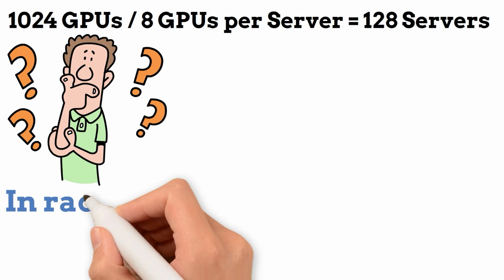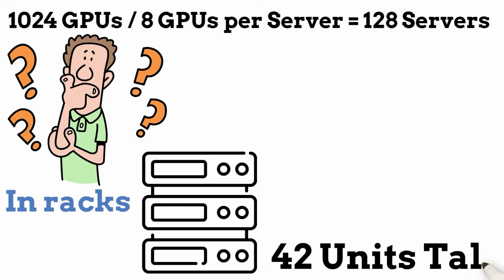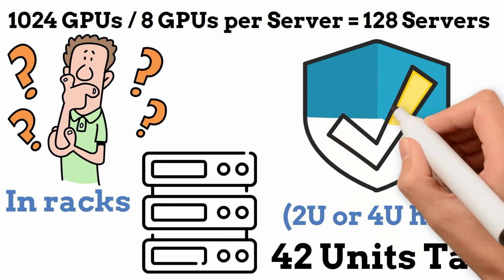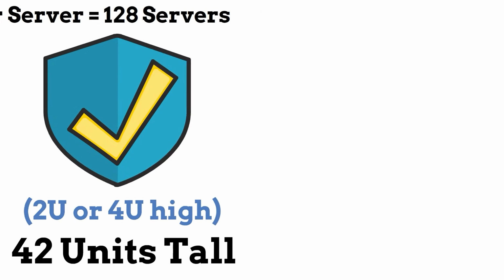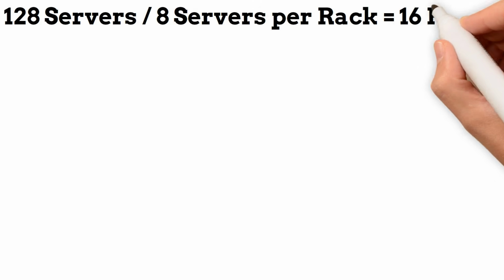In racks, of course. A standard data center rack is 42 units tall. These GPU servers are beefy, often 2U or 4U high. Let's assume we can comfortably and safely fit 8 servers in each rack. So we're looking at a setup of 16 racks to house our entire GPU cluster.